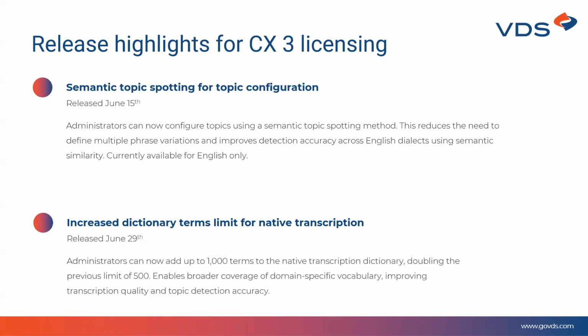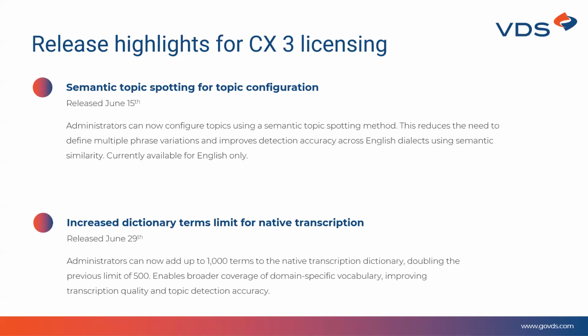Historically, setting up a topic meant building out a list of every phrase variation you could think of to capture just how customers may express a particular concept. And with the semantic matching changes, instead of really trying to think through every variation manually, the system uses semantic similarities to detect the different ways of saying the same thing automatically. Available in English currently, with other languages to follow.